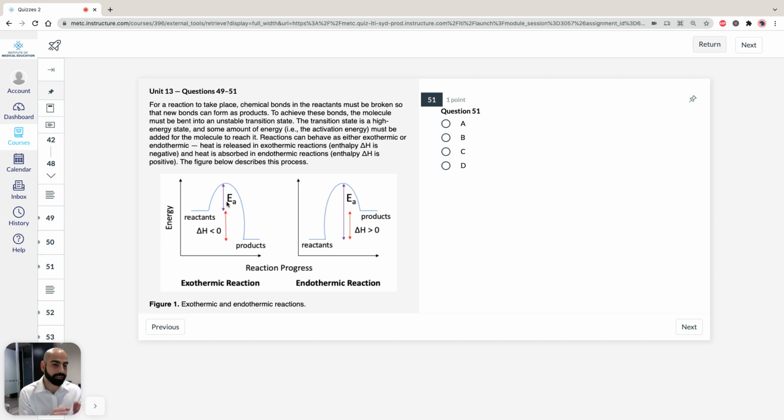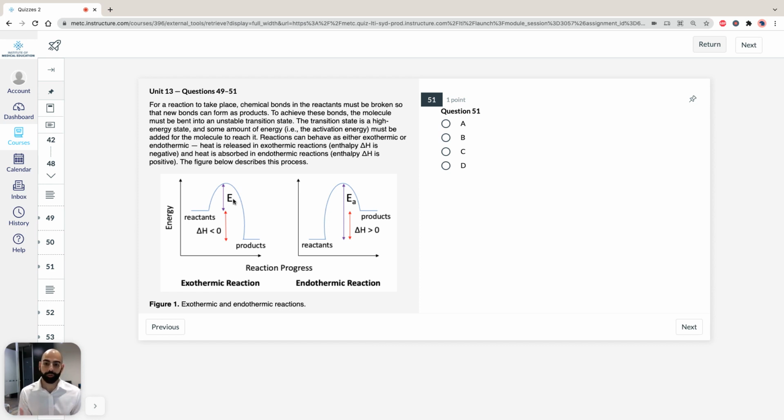Before we dive into the unit, let's take a quick look at what a reaction and its thermodynamics actually are. Chemical bonds in the reactants have to be broken so that new bonds can form as products. To achieve this, the molecule has to bend into an unstable, high energy transition state. Some energy, called the activation energy, must be added for the molecule to reach it.